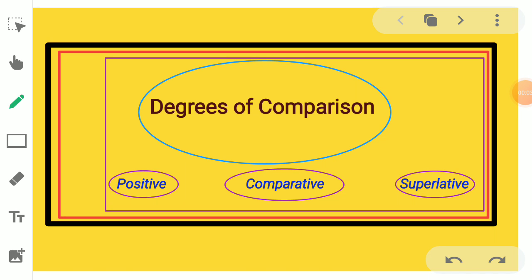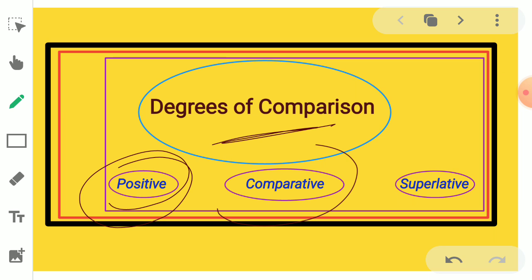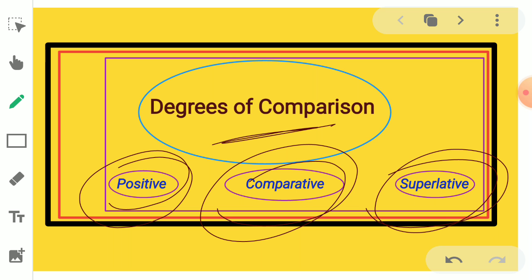In today's session, we are going to study about degrees of comparison. In degrees of comparison, we have three kinds: positive degree, comparative degree, and superlative degree. So let us study about this in detail.